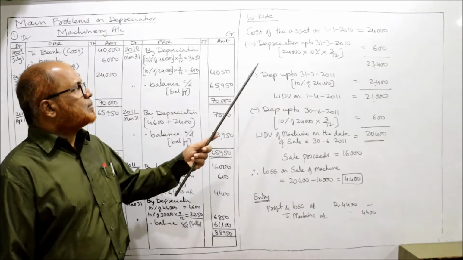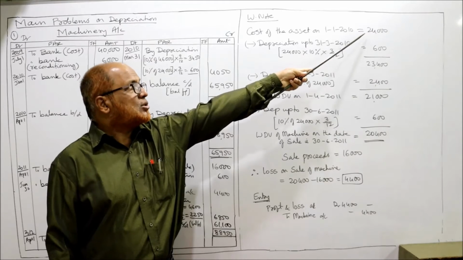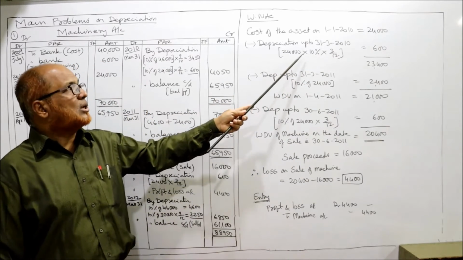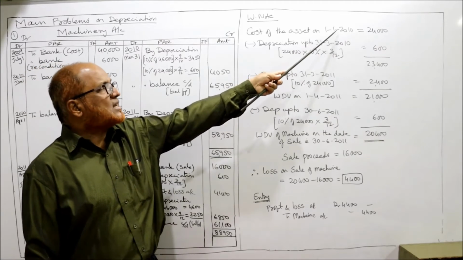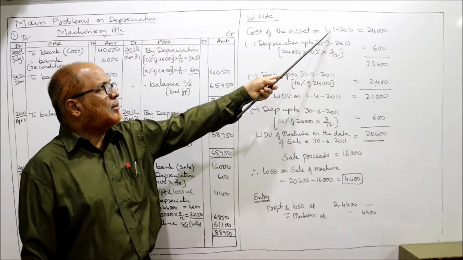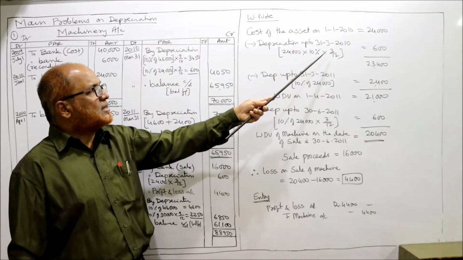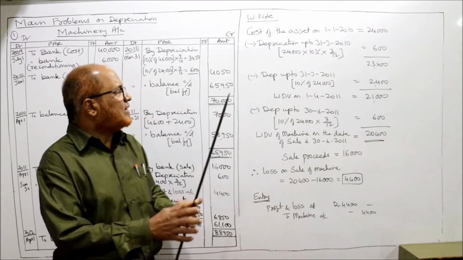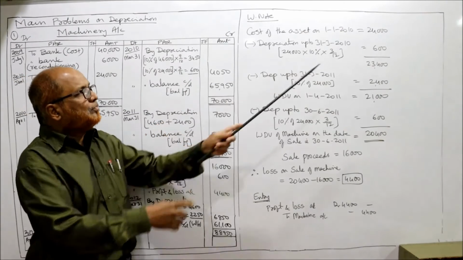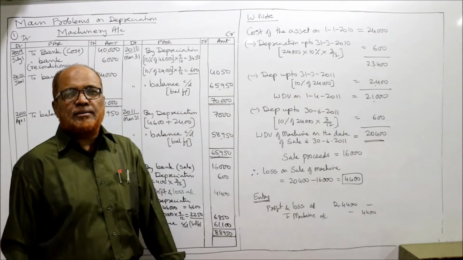So actually the machine was purchased on 1st January 2010. At what price was it purchased? 24,000. Now the year ends on 31st March 2010. Purchased on 1st January 2010, depreciation up to 31st March 2010, 3 months: January, February, March. So 24,000 into 10% into 3 by 12, 600. So first year depreciation 600 we have already calculated here. So 24,000 minus 600, 23,400.